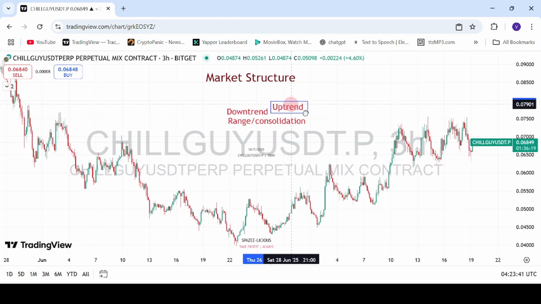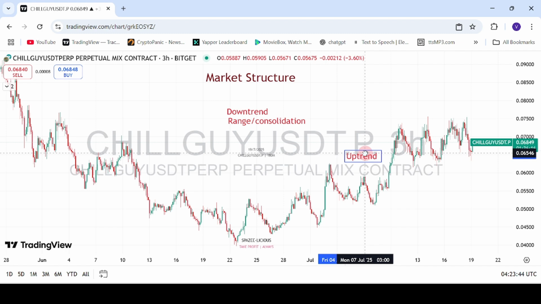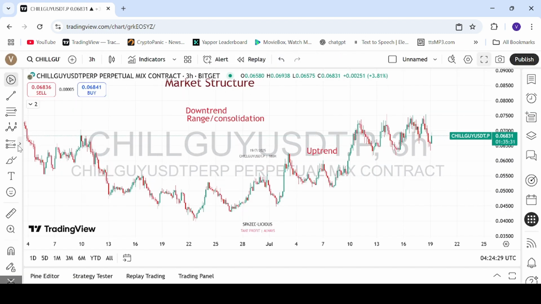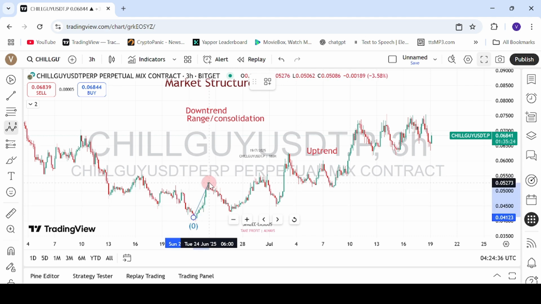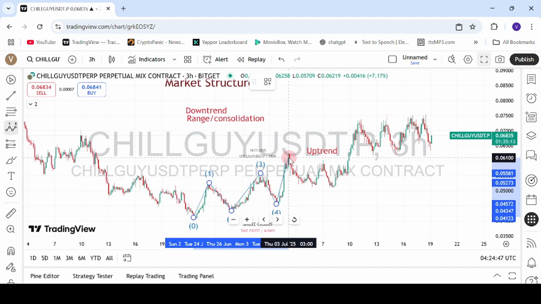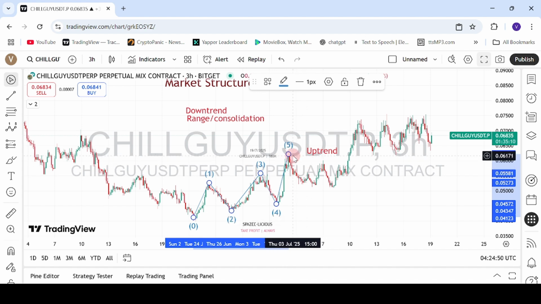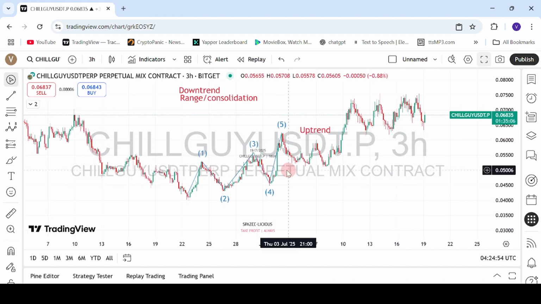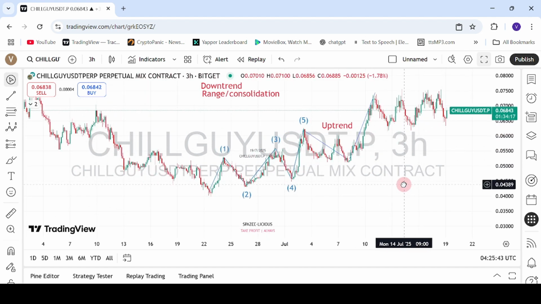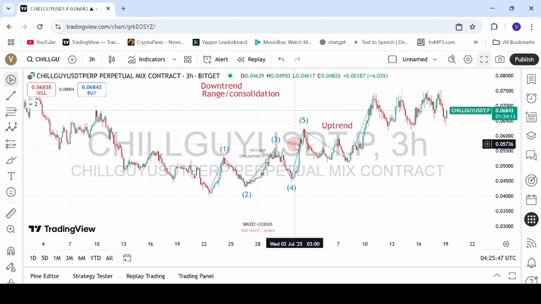When it comes to uptrend, let me show you what uptrend looks like. In an uptrend, price forms higher highs and higher lows, just as you're seeing there. Each push breaks the previous high, while each pullback stays above the last low. It's very simple, right? So this is what we call the uptrend.